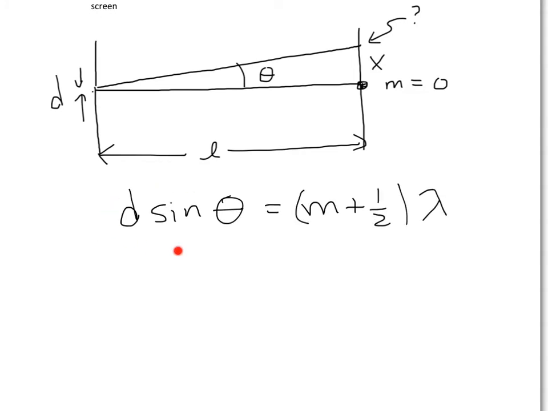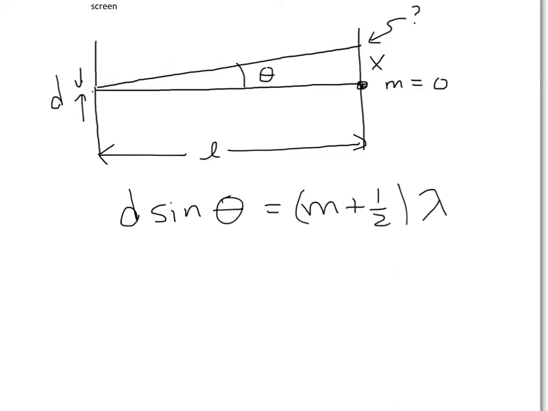So this term on the left is the path length difference between the two paths that come from the two slits that both go to this point here. This side is the requirement that the path length difference has to be a half integral number of wavelengths. So it has to be like a half a wavelength or 1.5 or 2.5, so that the two rays coming from the two separate slits are out of phase when they get there.